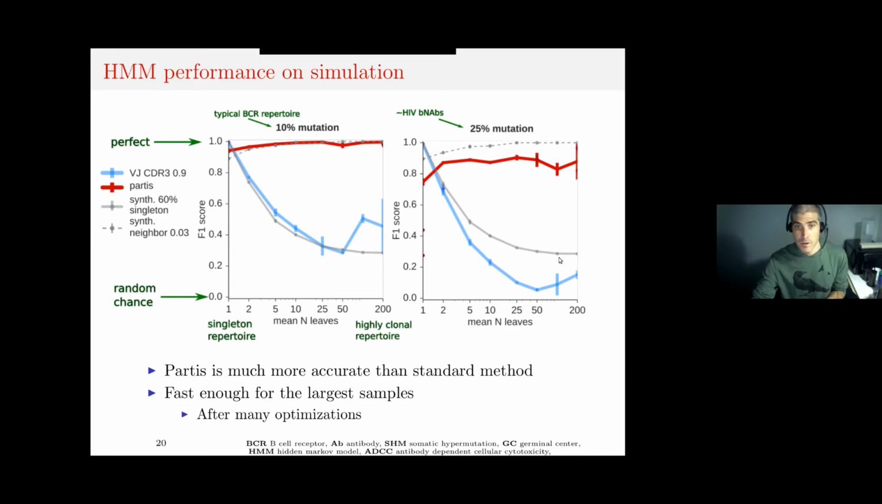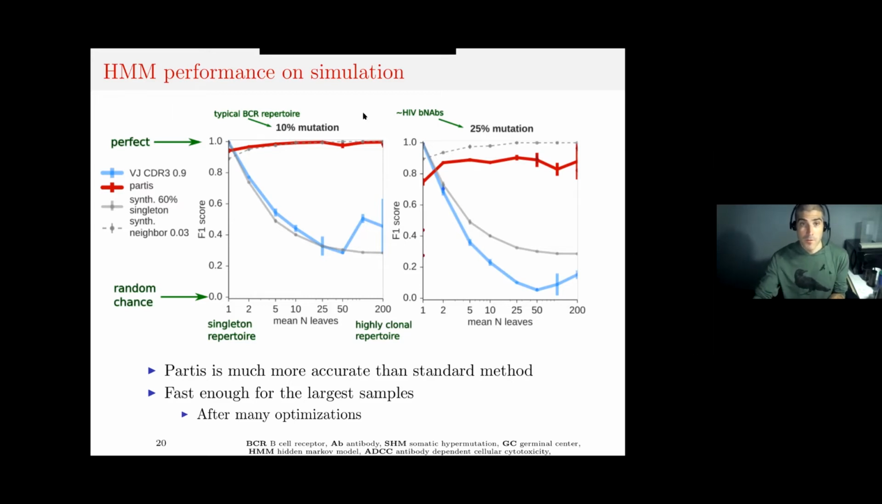This is showing clustering performance on a variety of simulated repertoires, where the variable we're scanning across is the clonality of the repertoire. On the left side of the x-axis is a very diverse singleton repertoire. On the right side is a much more highly clonal one that consists of just a few large families. And on the y-axis is the F1 score, which is what we're using to measure how good the clustering is. It's just a number between 0 and 1, where 1 is perfect, that encompasses both overclustering and underclustering, so sensitivity and specificity in one number.